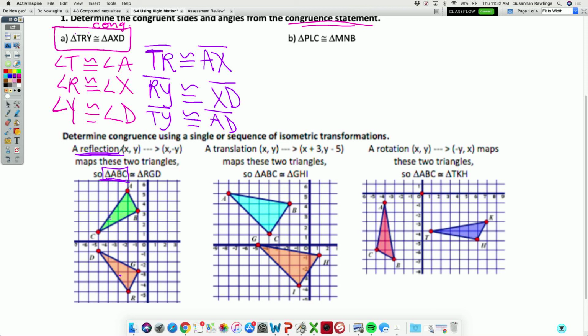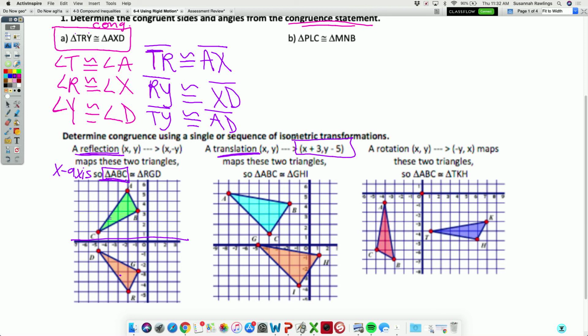What would this be a reflection over? Someone raise your hand and tell me, please. The x-axis. Good, that is a reflection over the x-axis. So we see that there, and those would line up, so we can say that they are congruent. So it's just another way to prove congruency. Here we have a translation. Does anyone remember how to read that coordinate rule?